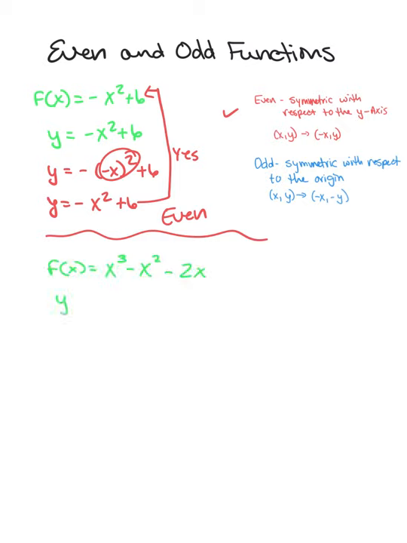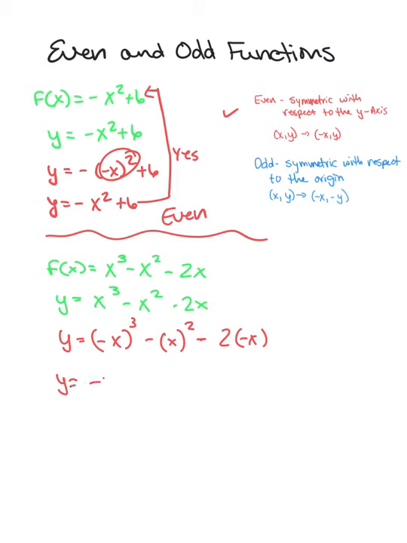Okay, again, I'm going to change f of x to y. I'm going to negate my x's. Every time I'm going to negate an x, I'm going to make sure I put it in parentheses. Anytime I negate anything or I have a negative, I tend to end up using parentheses to keep me straight. So this gives me a negative x cubed minus x squared plus 2x. Is this what I started with? No, so this is not even.